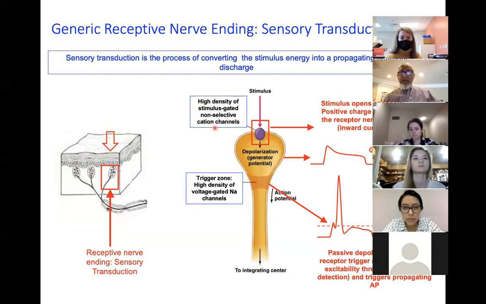So some non-selective cation channels, which are positive ion channels, for example sodium channels, will open. A lot of sodium from the extracellular fluid will get into the nerve terminal. Normally, inside any cell, the membrane is negative. We call it the resting membrane potential, which is always a negative number. In a nerve, depending on the size of the nerve, maybe -60, -70.